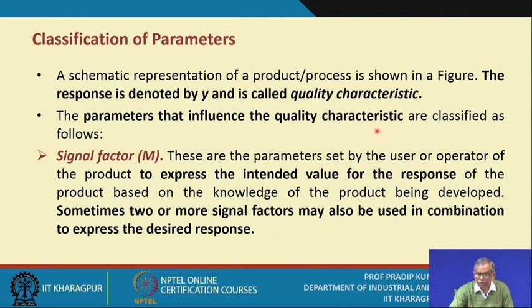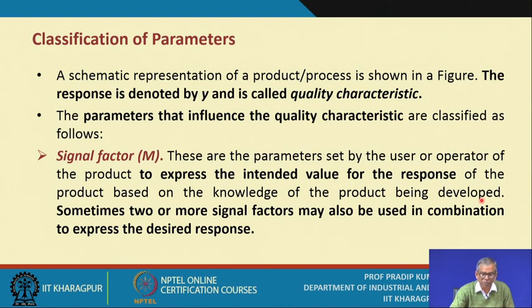The parameters that influence the quality characteristic are classified as follows, and these parameters are sometimes referred to as the process parameters. The first term we use is the signal factor, with notation M. Taguchi has used a term called signal, and he has proposed a performance measure called signal to noise, which we'll elaborate on later in another lecture session. You also must know what this signal factor is. These are the parameters set by the user or operator of the product to express the intended value for the response of the product, based on the knowledge of the product being developed. That is the signal factor.